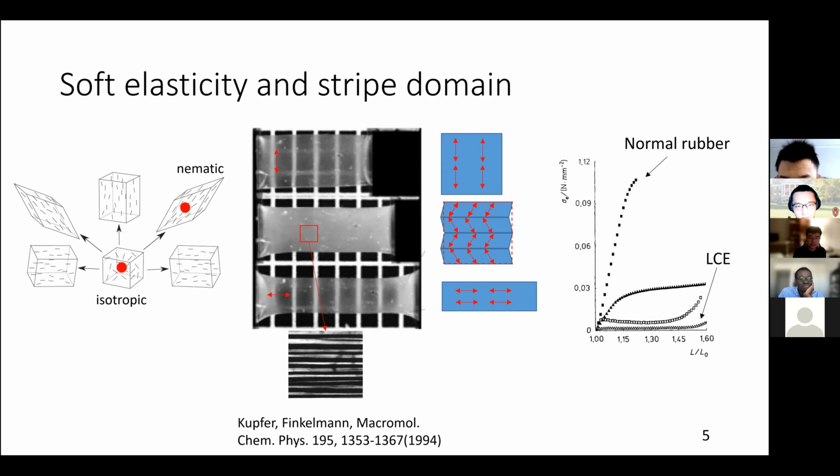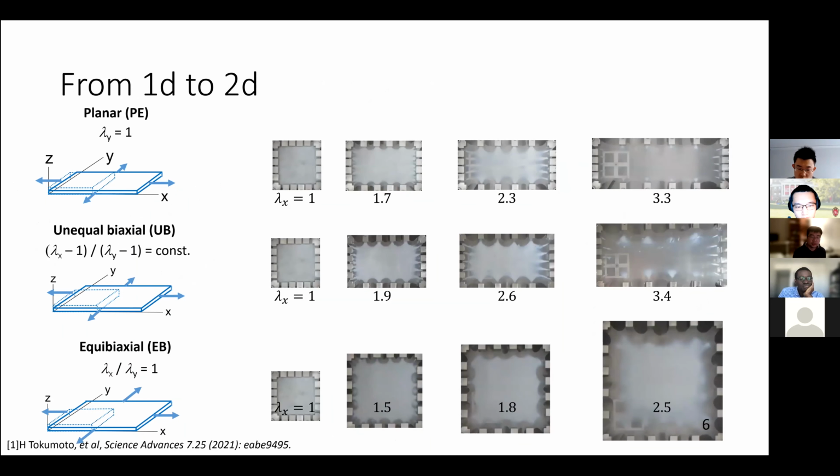and also it is a 1D uniaxial stretch. So we further extend this into a more complex situation. Here is a systematic study from our collaborators, where they do a 2D stretch of the sheet. The first one is what I just mentioned before. And they also do some unequal biaxial extension, where the ratio between the strain in the X direction and the strain in the Y direction is fixed.